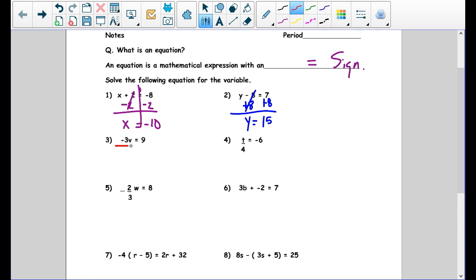Divide. Okay. Dividing by that same value, so dividing by negative 3. Negative 3 divided by negative 3 is a positive 1. 9 divided by negative 3 is negative 3. So v is negative 3.